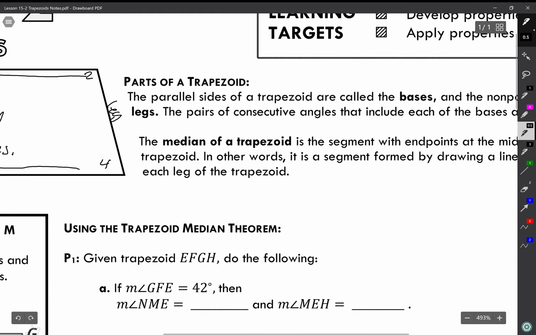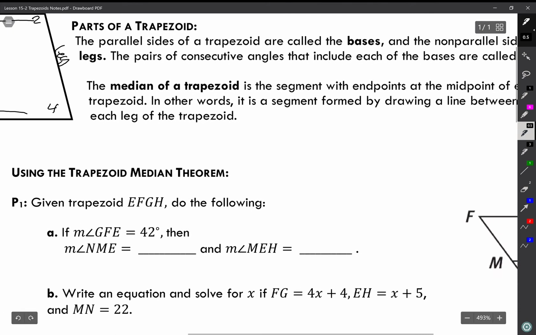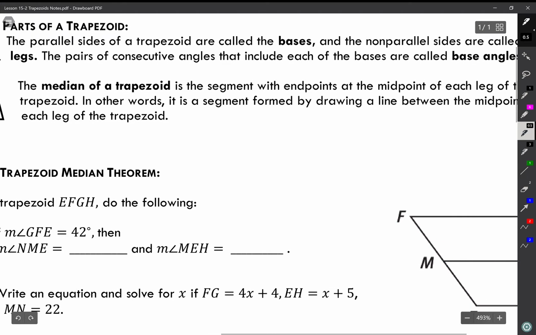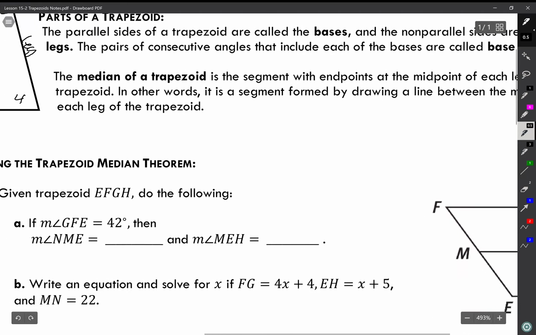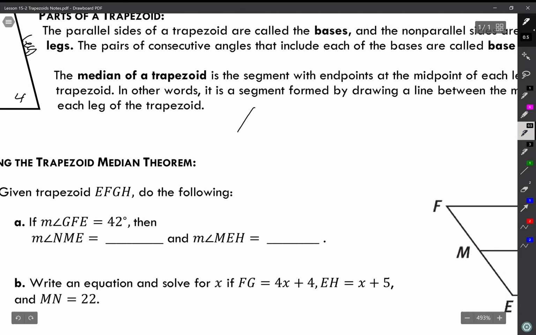Let's talk about the median of a trapezoid. The median of a trapezoid is the segment with endpoints at the midpoint of each leg of the trapezoid. Okay, so if I've got this trapezoid, and then I take the midpoint of each leg and I draw a line between them, this is what we call a median of a trapezoid. Again, it's with the midpoints, so that's important stuff to remember.